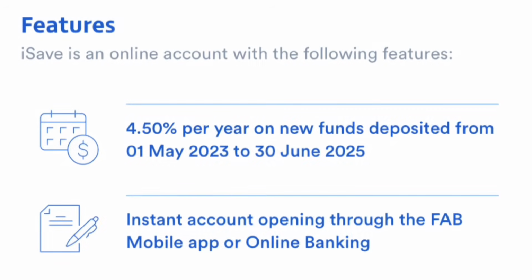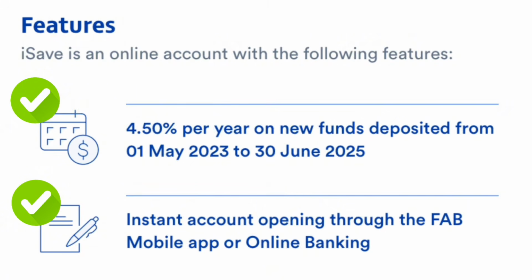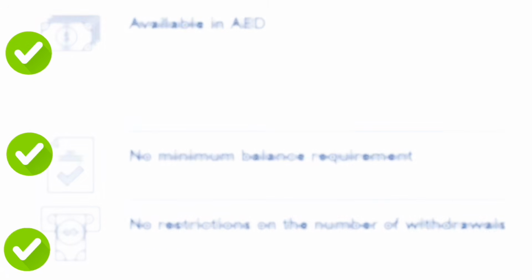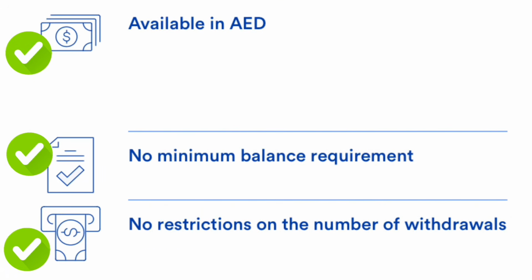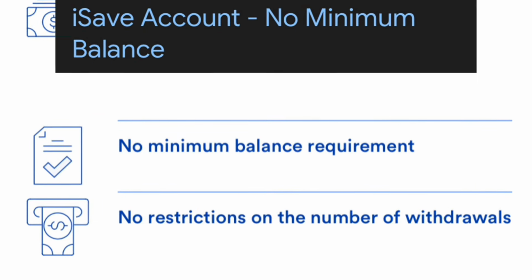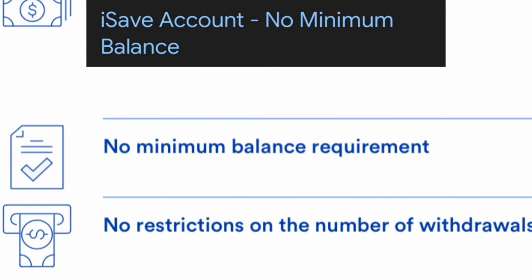As you can see on the screen, the FAB iSave is an online account with the following key features. You'll get interest on all the funds deposited into your account, instant account opening using the FAB mobile app, and of course, no minimum balance requirement for this account. Well, this is the most interesting part. You won't be charged any fees.